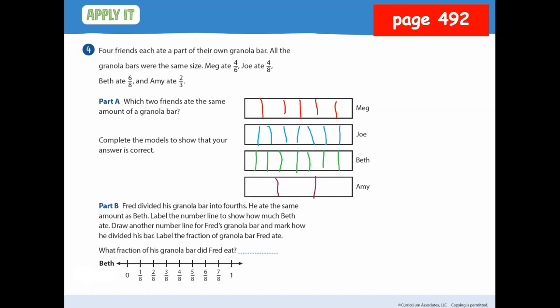Meg ate 4/6, right? So how many sections am I going to shade in? 4. Joe ate 4/8. How many am I going to highlight for Joe? 4. Beth ate 6/8. How many am I going to highlight for Beth? 6. And then Amy ate 2/3. How many am I going to highlight for Amy? 2.